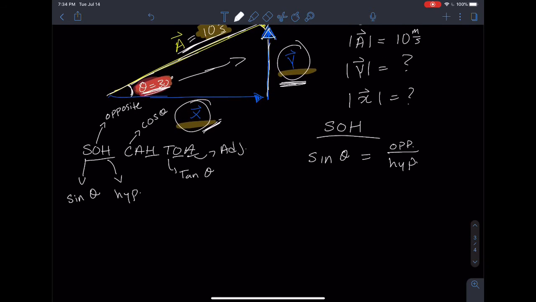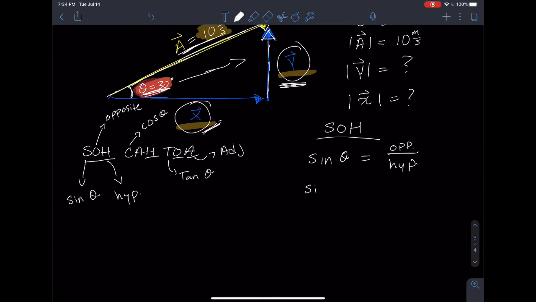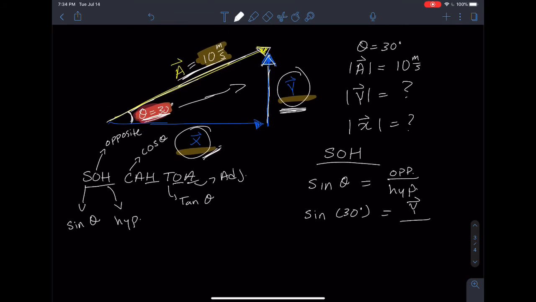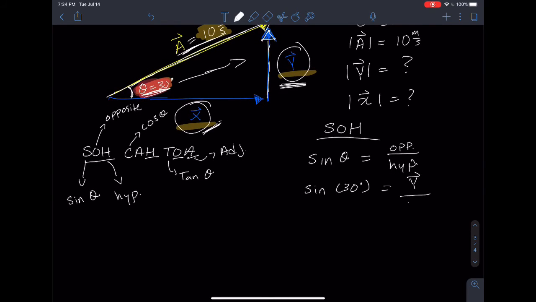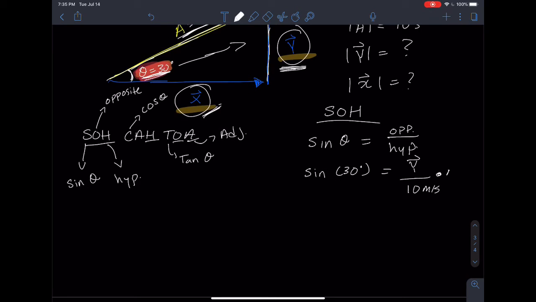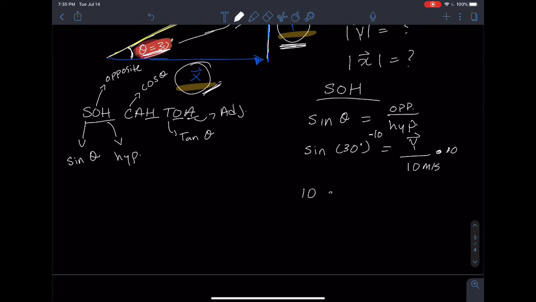We can fill this in with the information that we have. We know angle theta is 30 degrees. We don't know the opposite, but we know that it stands for vector y. And we do know the magnitude of A, which is 10 meters per second. Now what we can do is multiply each side by 10 meters per second, and we're left with 10 times sine 30 is equal to the magnitude of vector y.